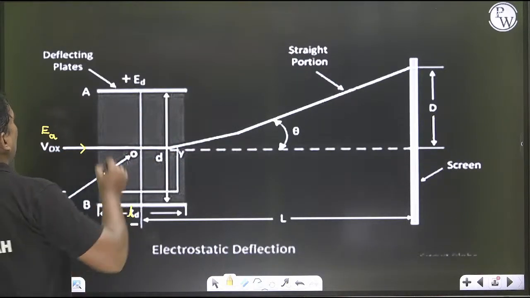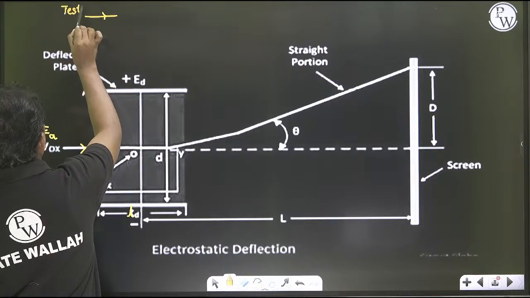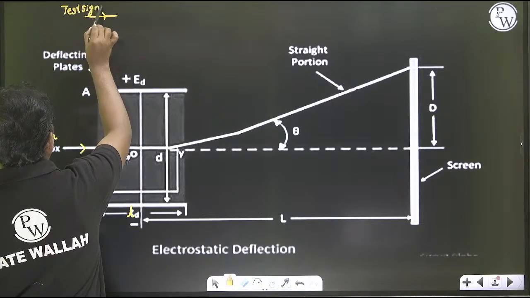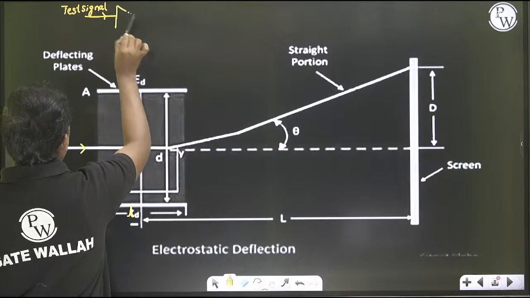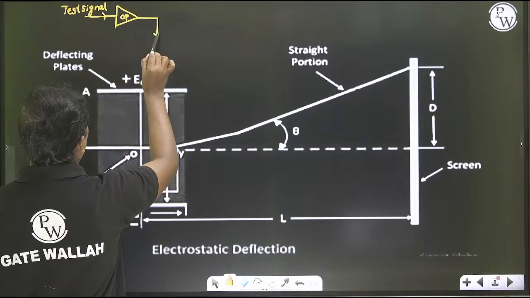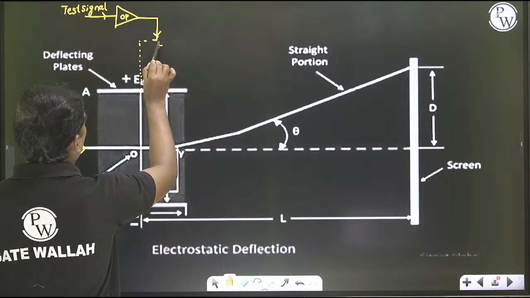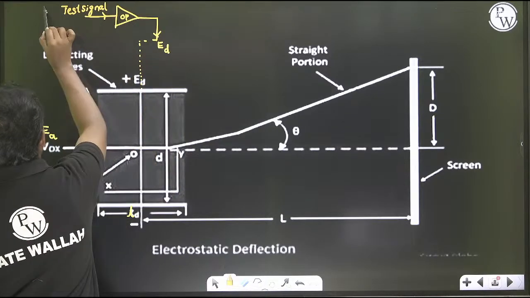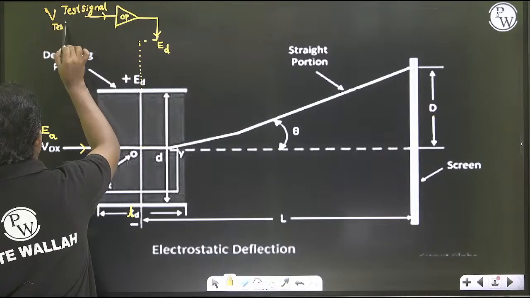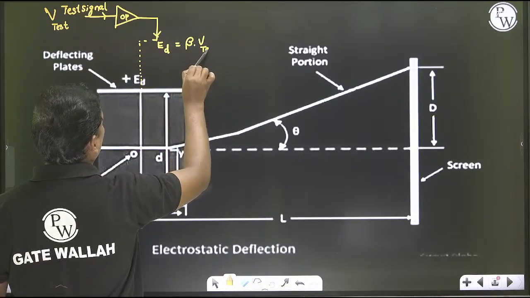ED is the voltage that is applied to the deflection plates. Where is this voltage coming from? This voltage comes from your test signal. So this test signal voltage is given to the op amp, operational amplifier. The voltage coming from the operational amplifier is given to this. So this is our ED, this is our voltage. This ED is nothing but beta times V test signal. Remember this point.